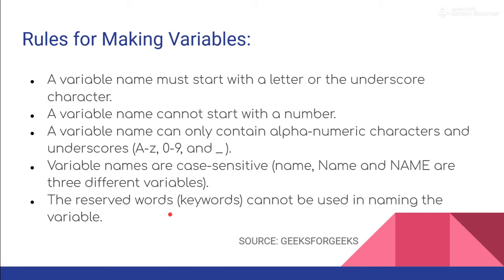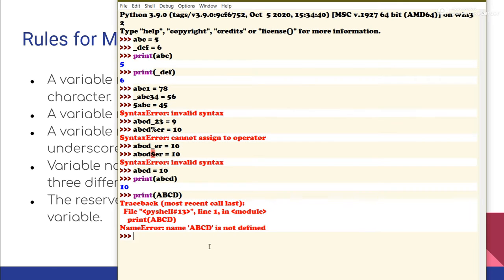The reserved words or keywords cannot be used in naming the variable. Now what are keywords? Let's look a little bit into keywords here. Keywords are basically the things that are already defined in Python. Not defined actually. Keywords are the things whose meaning is actually already clear to the Python compiler or Python's language processor. For example, there's a keyword called DEF.